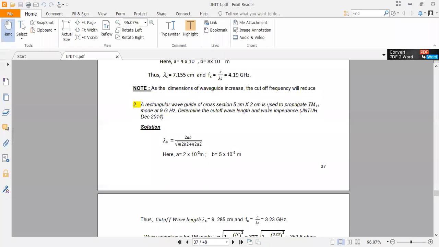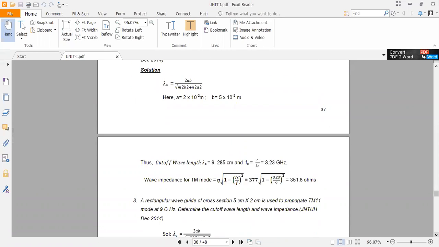So already we have the formula for cutoff wavelength. Just simply we'll substitute. In this formula, either everything you can consider in meters or in centimeters, no problem. Straight away you can use the formula which I have given previously. FC is equal to C by 2 into square root of (M by A) whole square plus (N by B) whole square. From that, lambda C is equal to C by F, you can do that also, no problem. So you have calculated the cutoff frequency.